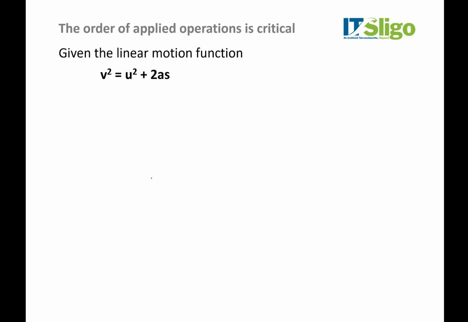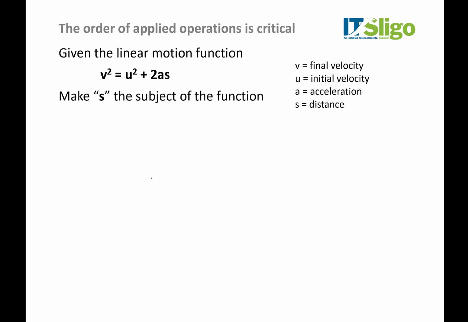Here's a slightly more complicated function. Again, there's lots of different values. They all have meaning. We're not interested in that. We're interested in the maths. But we want to make s the subject. So again, I've just colored in s blue. And in a way, this is a nice example because s sits at the end. So that's the first to go. That's the second to go.